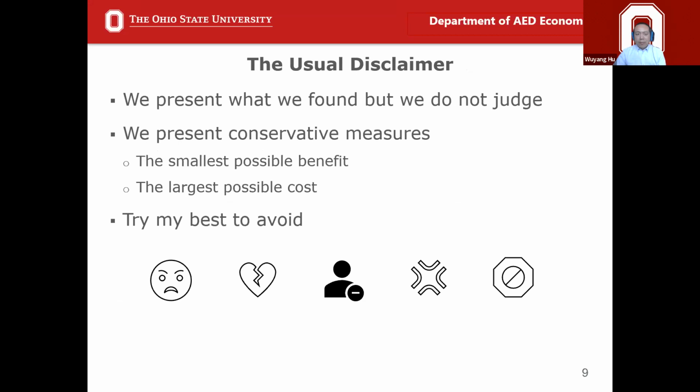Some disclaimer, we're trying to present the facts. We're not here to judge whether things should or should not occur. And we're trying to present conservative measures. By conservative measures, we're going to do a smallest possible calculation of the benefits, but we're going to do a largest possible cost calculation. So essentially we're going to be underestimating potentially the benefits, but potentially overestimating the cost. Try to make a conservative prediction in terms of cost benefit analysis. I'll try my best to avoid people getting upset, heartbreaking, and then defriend or unfriend me. So that's my goal. All right.